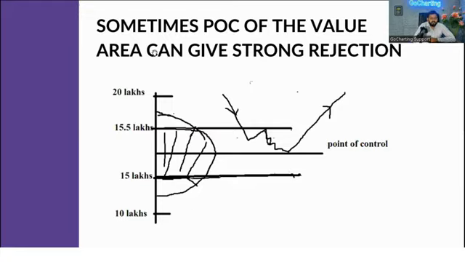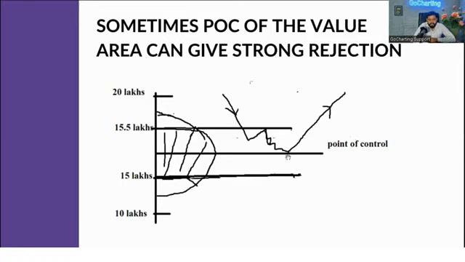Now, the next rule is sometimes the POC of the value area can give strong rejection. So what happens, friends, if this is your value area, you know that this is the POC where the maximum level of trading has happened. So sometimes this POC can give a small rejection. Okay. So when you are taking a trade from value area high to value area low, make sure that when the market is trying to go down, you are very cautious at the point of control level.